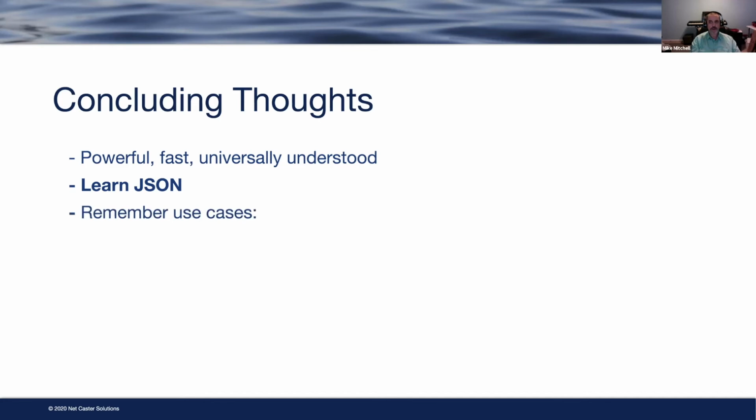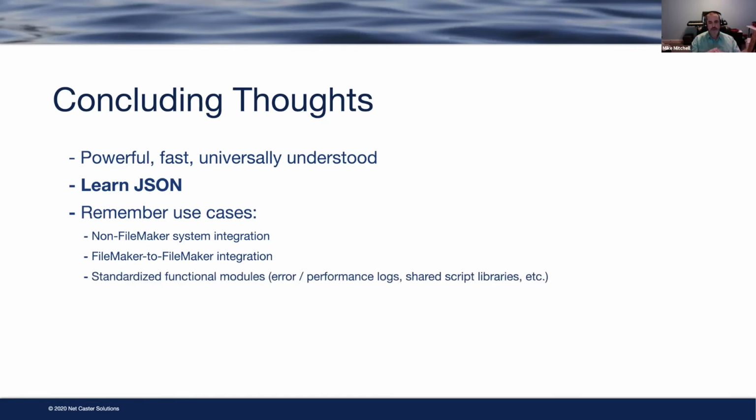Okay, so let's remember some of our use cases for this. Non-FileMaker system integration, outside apps that want access to our data, outside apps that want to submit data to us. Okay, FileMaker to FileMaker integration, passing data between FileMaker apps without having to deal with credentials, without having to deal with the security issues associated with allowing people to put table occurrences on my graph or putting their table occurrences on their graph or whatever. Standardized functional modules. We do this a fair bit here. It makes it a lot easier. If I want to use an error or performance log, I have one. All I have to do is drop it on the server and modify the script to correspond.